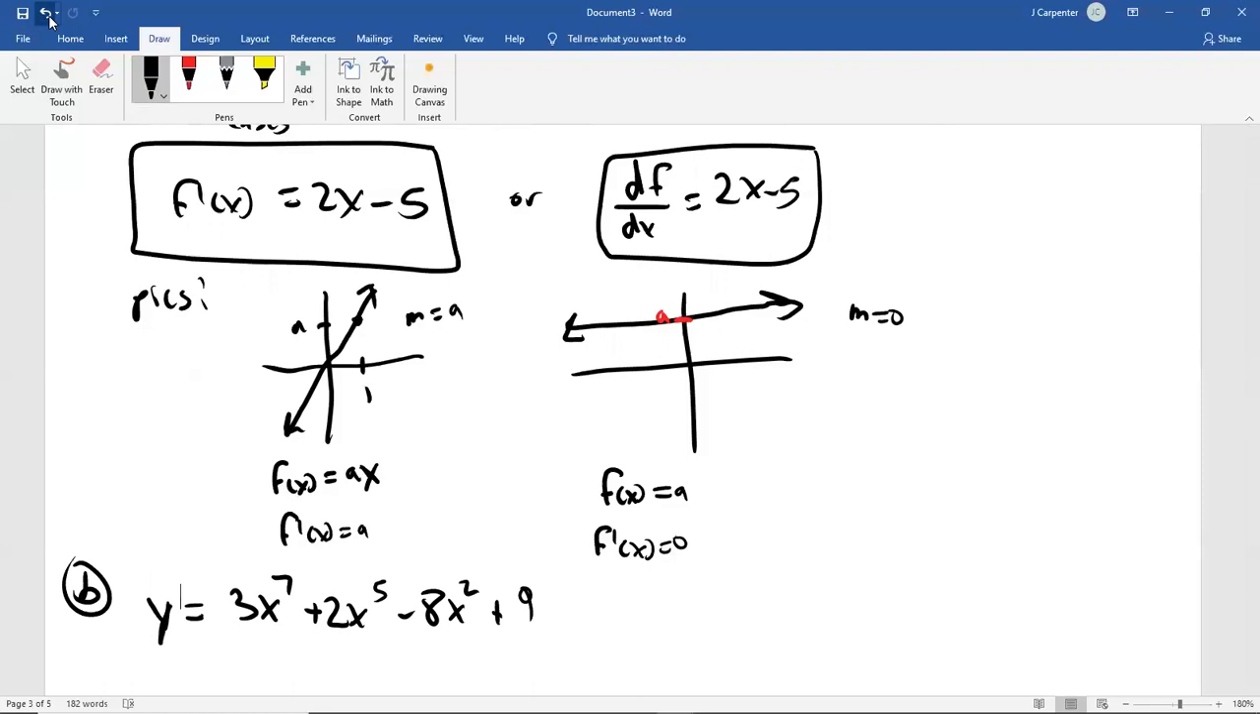So I did not write this in function notation. I wrote this in more of an algebraic standard y equals. It's the same thing though. It's just instead of writing f prime of x, we're going to write y prime for one of those notations. And instead of writing df over dx, we're going to write dy over dx.